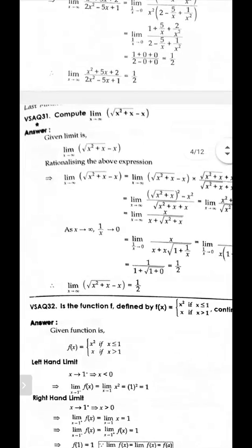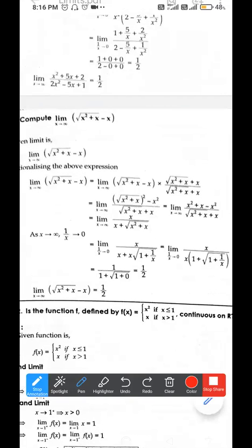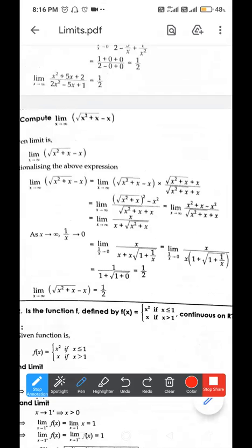Next one. Limit x tends to infinity, root of x square plus x minus x. Then what we have to do? First step is rationalization. What is rationalization? Just multiply and divide with the opposite sign. Over here it is minus, so we are multiplying and dividing with plus.